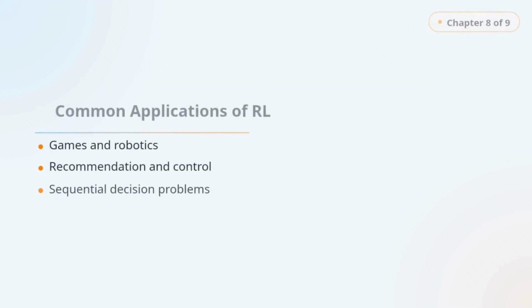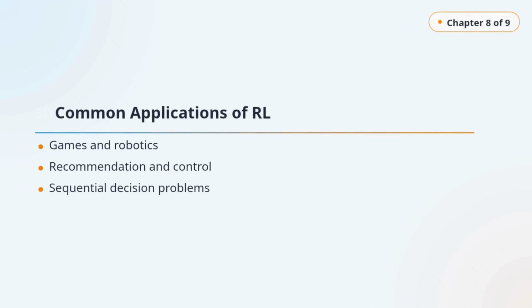Reinforcement learning is used in areas where an agent must make a sequence of decisions. Popular examples include game playing, robotics, resource allocation, recommendation systems, and control tasks. In all these cases, the agent improves by learning from interaction and feedback. RL is especially powerful when there is no simple one-step answer and decisions must be made over time.